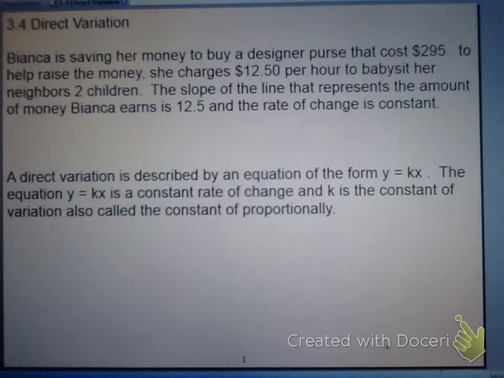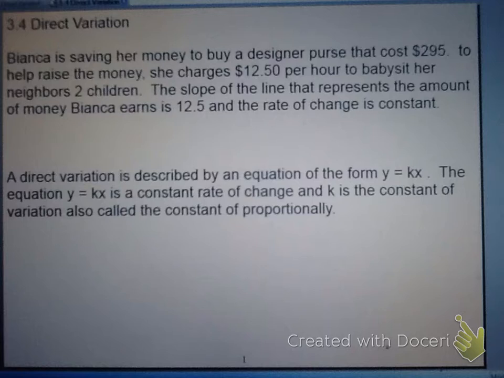This is section 3.4, direct variation. Bianca is saving her money to buy a designer purse that costs $295. To help raise the money, she charges $12.50 per hour to babysit her neighbor's 2 children. The slope of the line that represents the amount of money Bianca earns is 12.5, and the rate of change is constant. A direct variation is described by an equation of the form y equals kx.